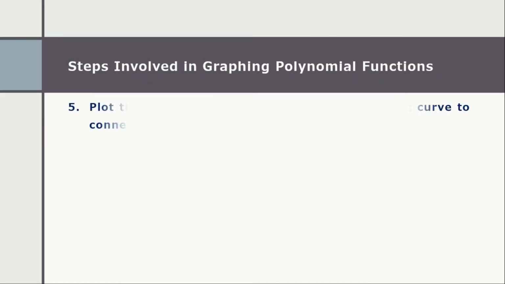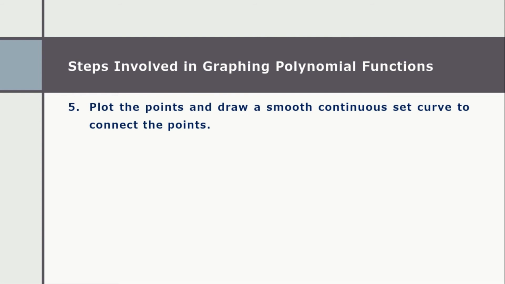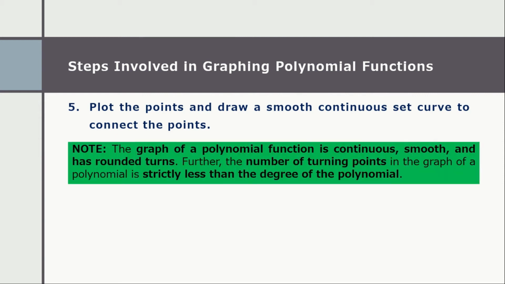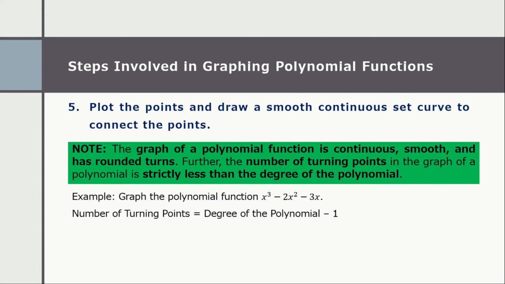And for our last step, plot the points and draw a smooth, continuous curve to connect the points. But before we do that, one important note that we need to remember is that the graph of a polynomial function is continuous, smooth, and has rounded turns. Further, the number of turning points in the graph of a polynomial function is strictly less than the degree of the polynomial. In our example, we have x raised to 3 minus 2x raised to 2 minus 3x.